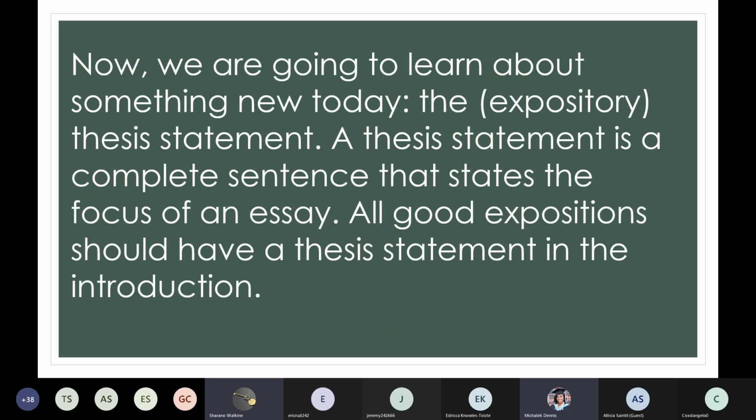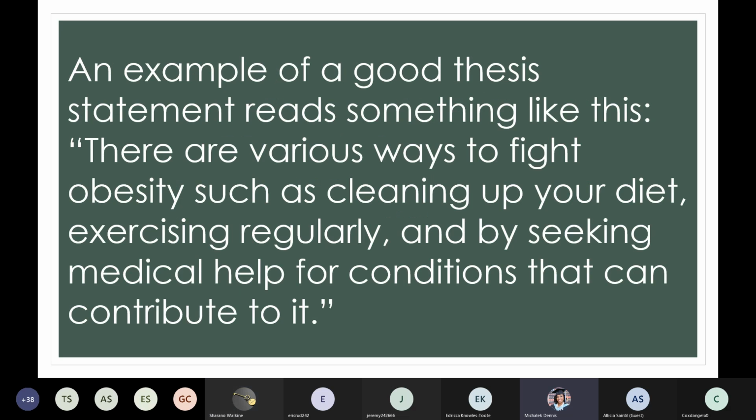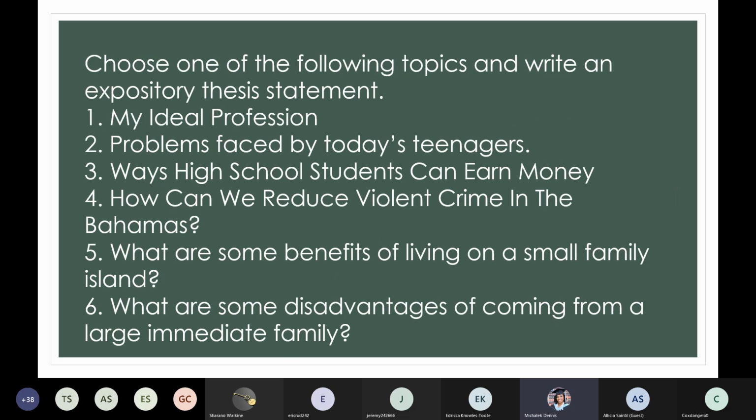Good job. Yes. So now we are going to learn about something new today, the expository thesis statement. This is the complete sentence that states the focus of the essay. All good compositions should have a thesis statement in the introduction. We said that and we keep stressing that. So this is an example that we went over, right? The various ways to fight obesity: clean up your diet, exercise regularly, and seek medical help for conditions that contribute to it. Then choose one of the following topics and write an expository thesis statement.